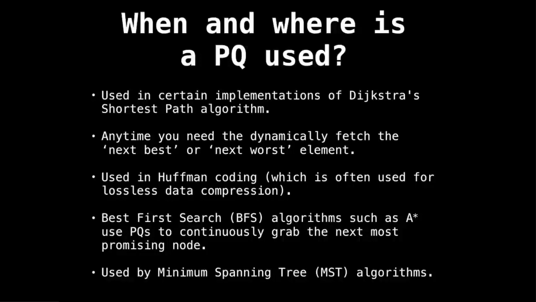They're also used in Huffman encoding, which is often used for lossless data compression. Many best first search algorithms use priority queues in their implementation to continuously, again, grab the next most promising node in the graph as it's being traversed. And finally, we also see priority queues in Prim's minimum spanning tree algorithm on directed graphs. So it seems priority queues are really important, especially for graph theory algorithms, which is where we see them often.